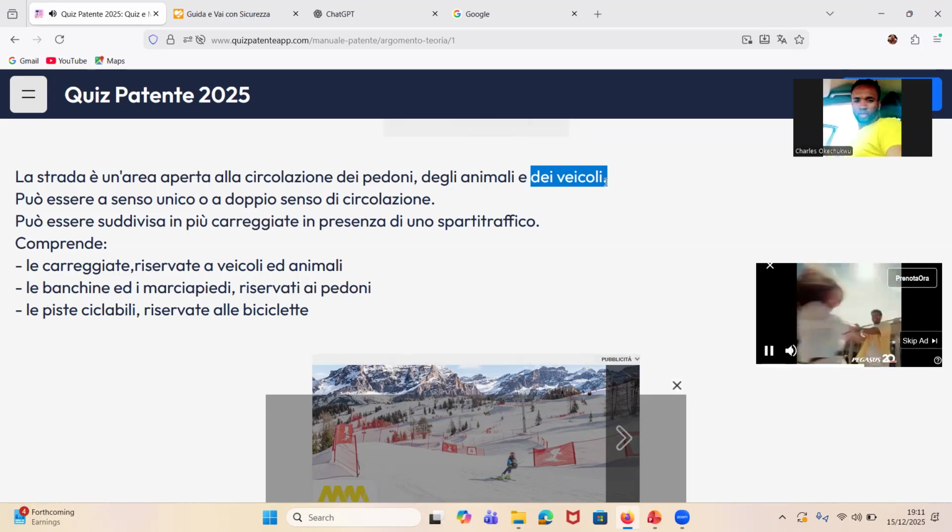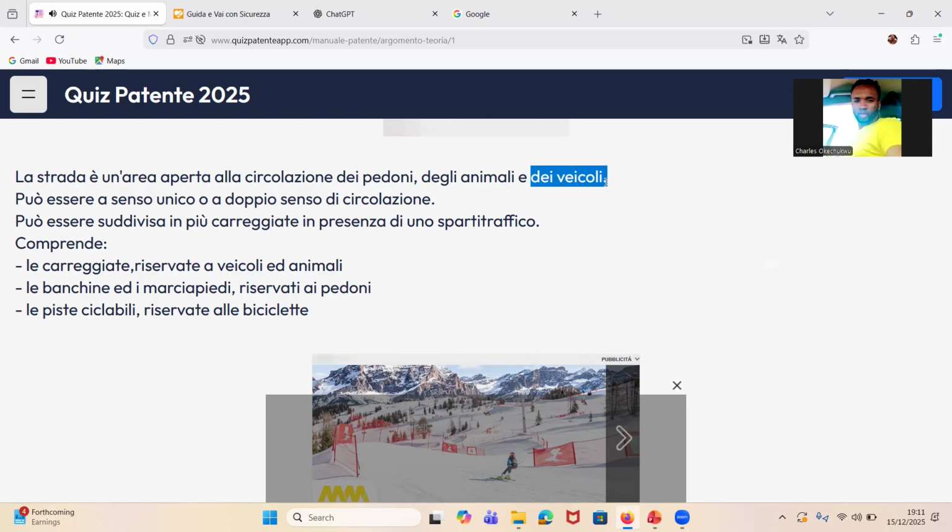So students, what have we learned in this first part? The definition of strada is what? It's an area open for the movement of pedestrians, animals, and vehicles. Simple, guys. Is it clear now? Very, very easy.